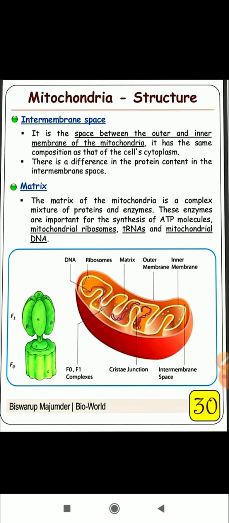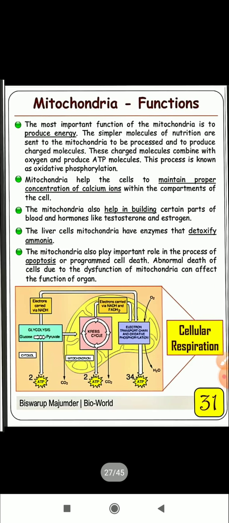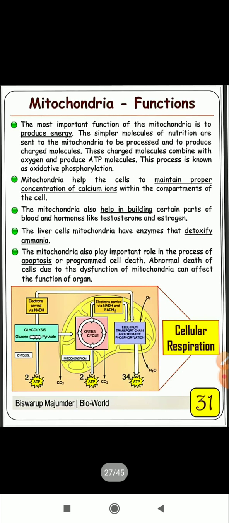Now comes the matrix. The matrix is a substance that is inside the inner membrane, that is present inside the mitochondria. It contains proteins and enzymes. Now we have the enzymes for the synthesis of ATP molecule, and the mitochondria also contain its own DNA and ribosomes. That is why it is also termed as semi-autonomous organelle.